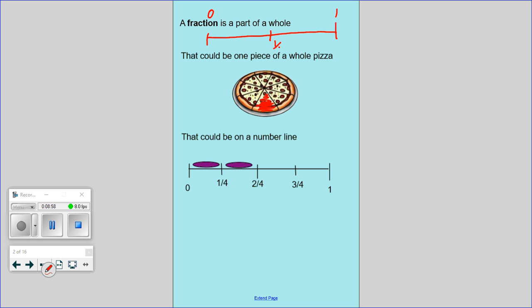Tick 1/2. All we did was split that number line right in half. Ava, I need you to hang on.